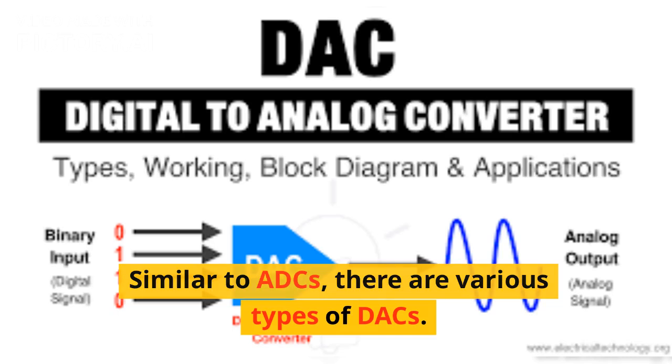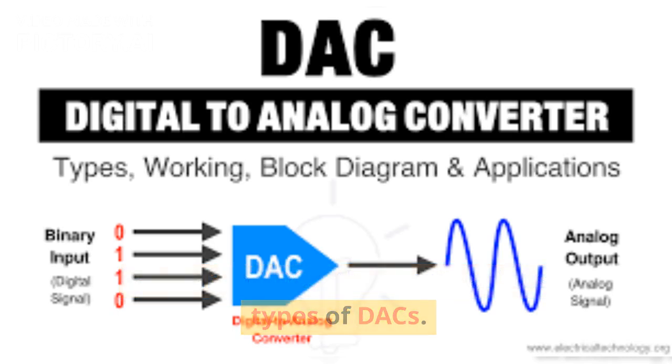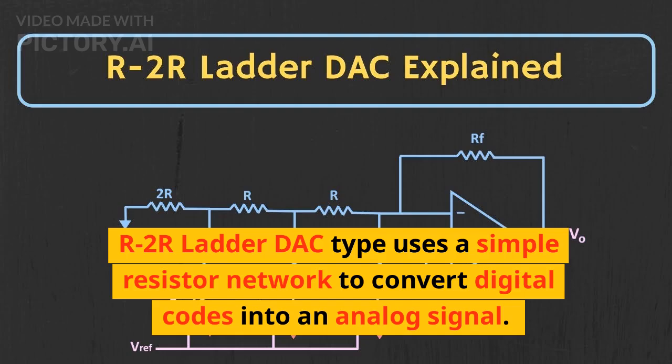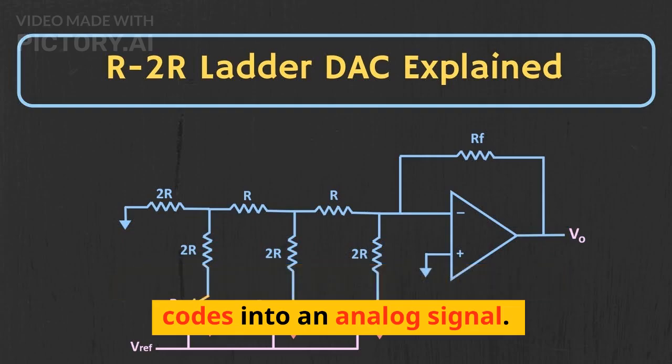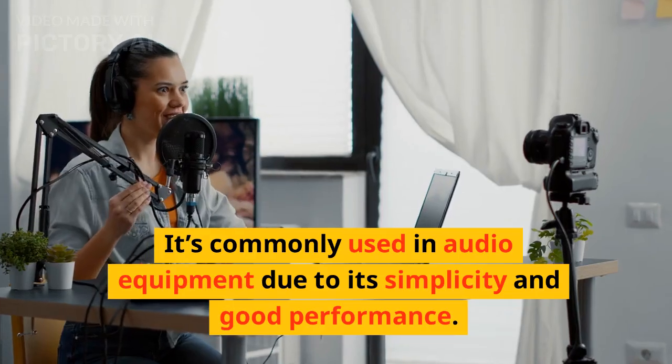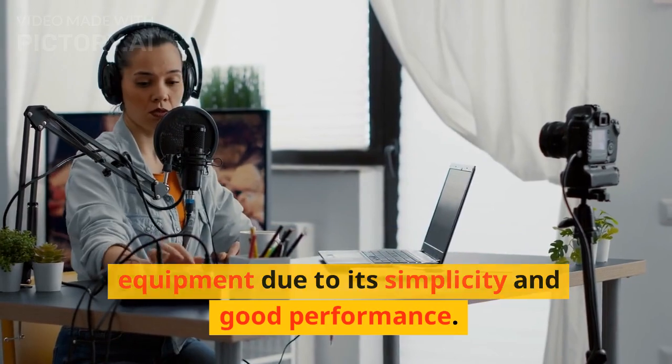Similar to ADCs, there are various types of DACs. The R-2R ladder DAC type uses a simple resistor network to convert digital codes into an analog signal. It's commonly used in audio equipment due to its simplicity and good performance.